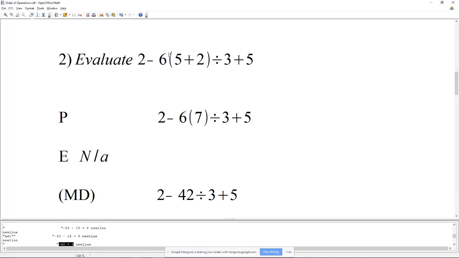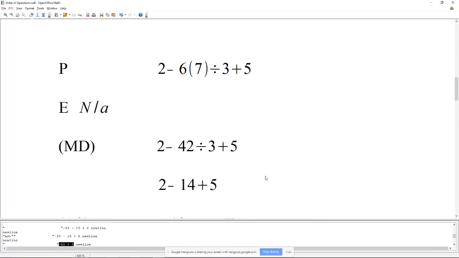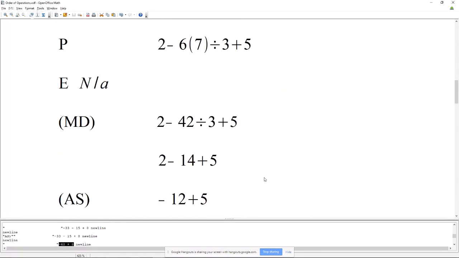Brackets are only to change the order of operations. Because if you notice here, my brackets change the fact that I'm doing an addition operation prior to anything else. So what these grouping things do is change what would normally be the order of operations. So 42 divided by 3 is 14. So the next step is going to do the addition and subtraction.